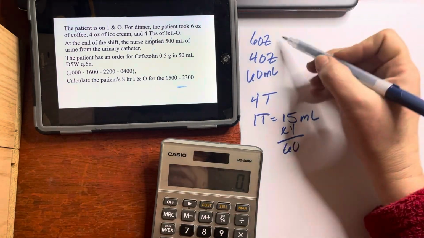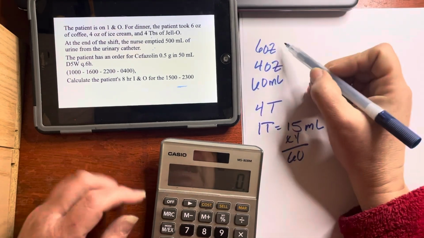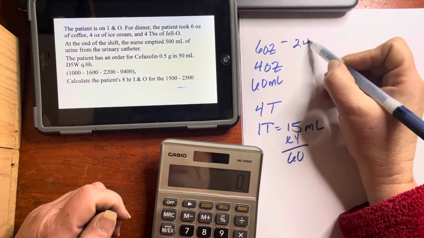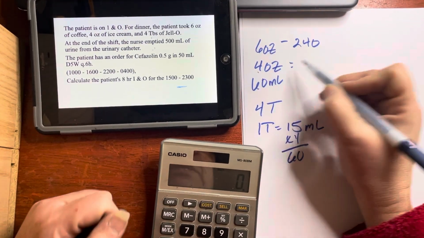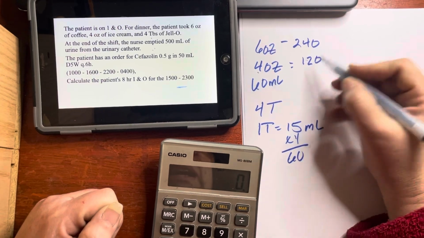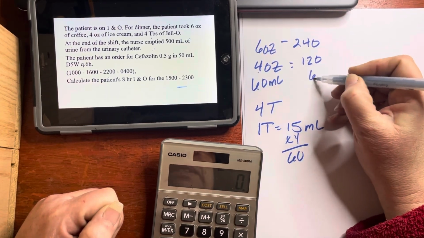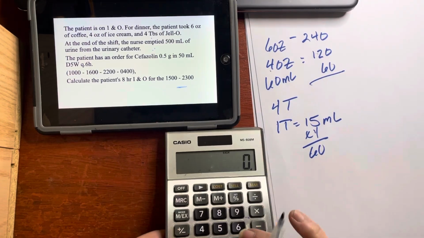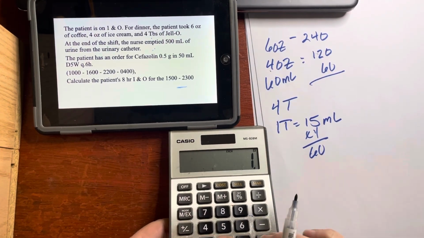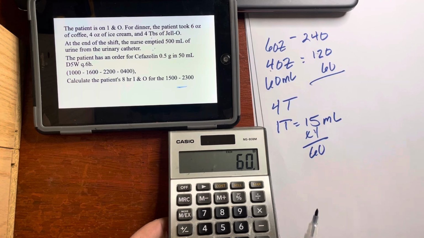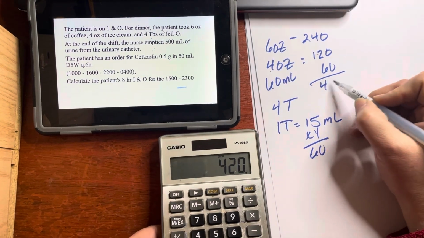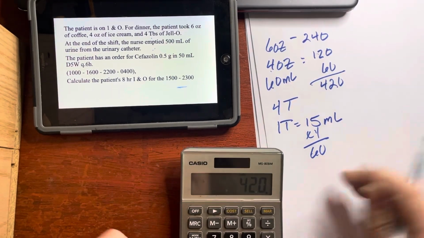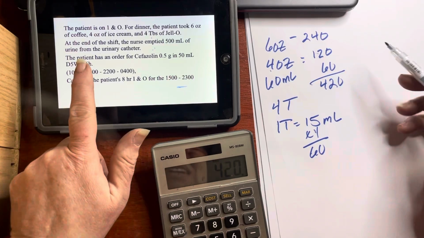So let's just do this right quick. 6 ounces times 30 is 240. 4 ounces times 30 is 120. And then plus 60 milliliters. 240 plus 120 plus 60 equals 420. Okay.